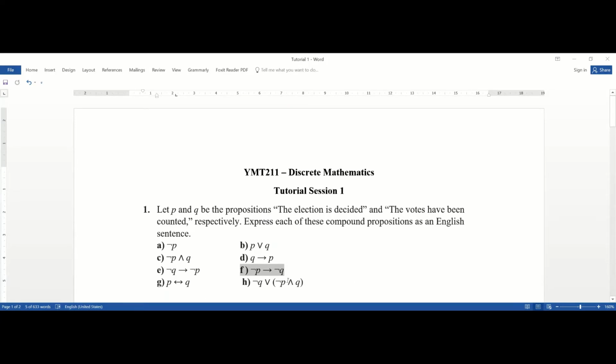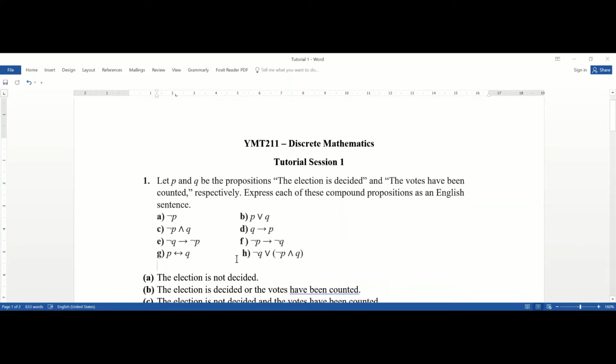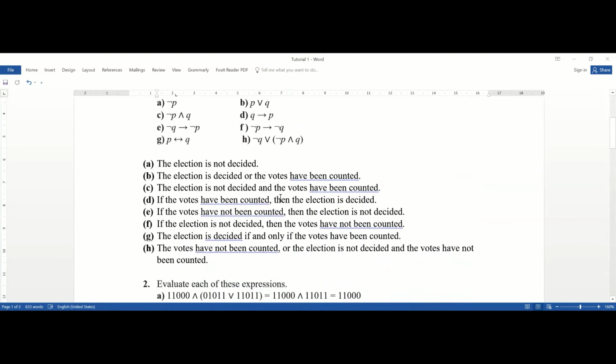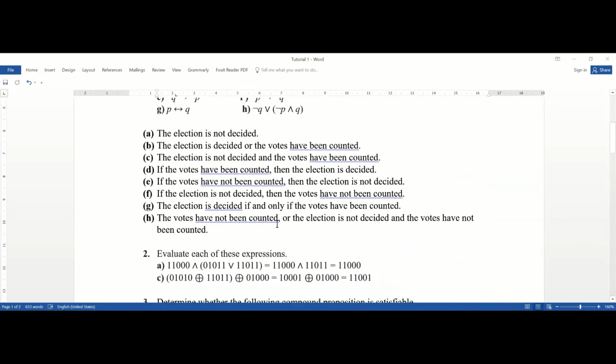You can do the rest of them. It's really easy. Let me do this one: P if and only if Q. How do we do it? The election is decided, because this is not "if" only, the election is decided if and only if the votes have been counted. That's it. You can do the rest, only one left. It's easy.